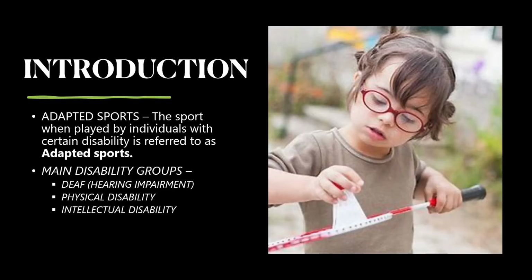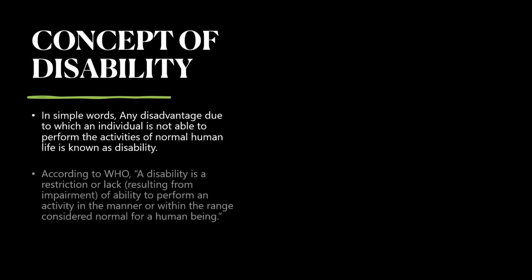Introduction. Adapted sports. The sport when played by individuals with certain disability is referred to as adapted sports. Main disability groups: deaf, hearing impairment, physical disability, intellectual disability. Concept of disability in simple words: any disadvantage due to which an individual is not able to perform the activities of normal human life is known as disability.